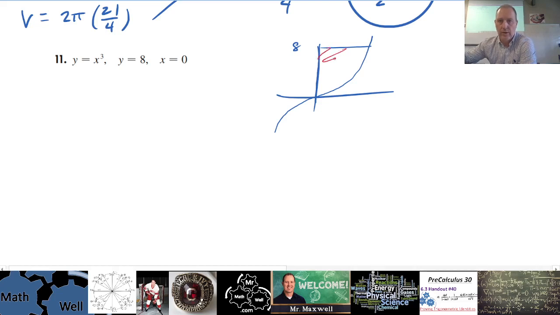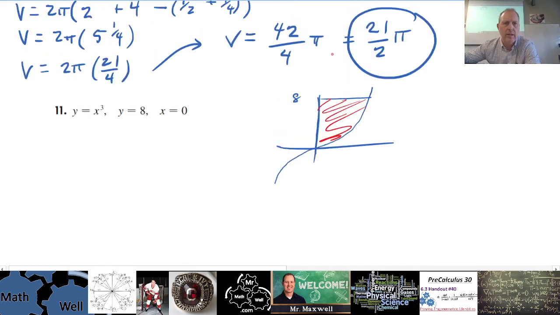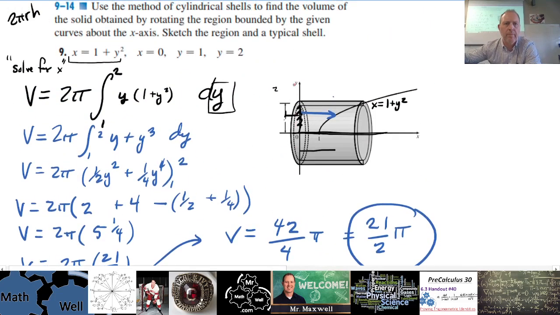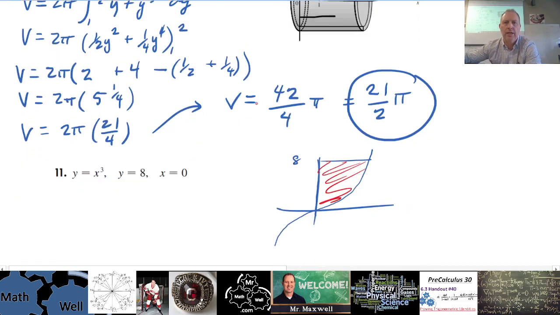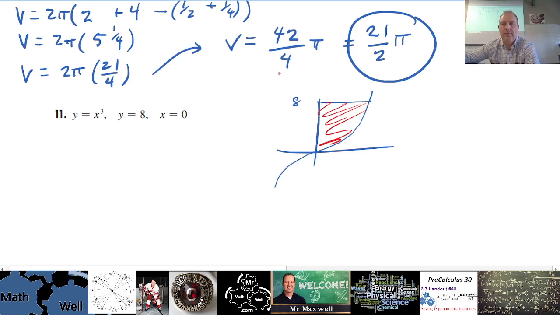So I guess we're taking this and we're revolving it around the x-axis. I guess that's how that question was set up. Yeah, all the curves about the x-axis. Okay, sketch the region and the typical shell. So it does ask you to sketch the region.